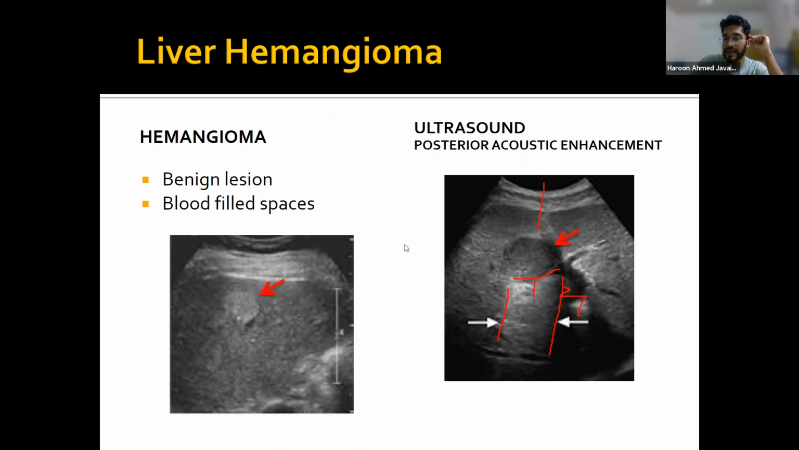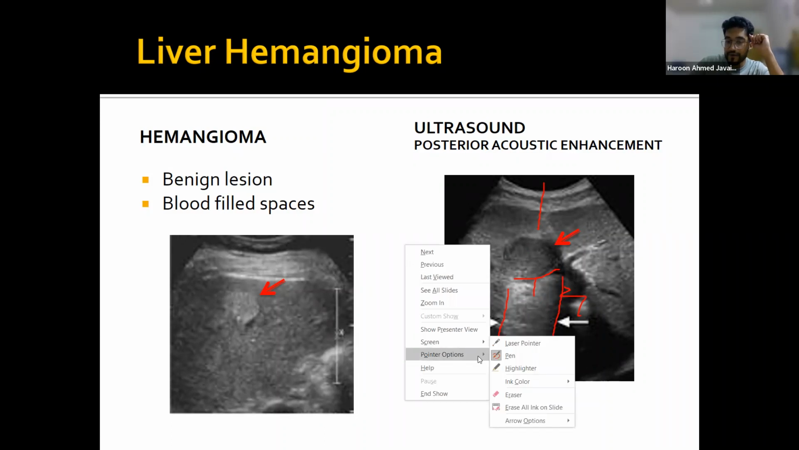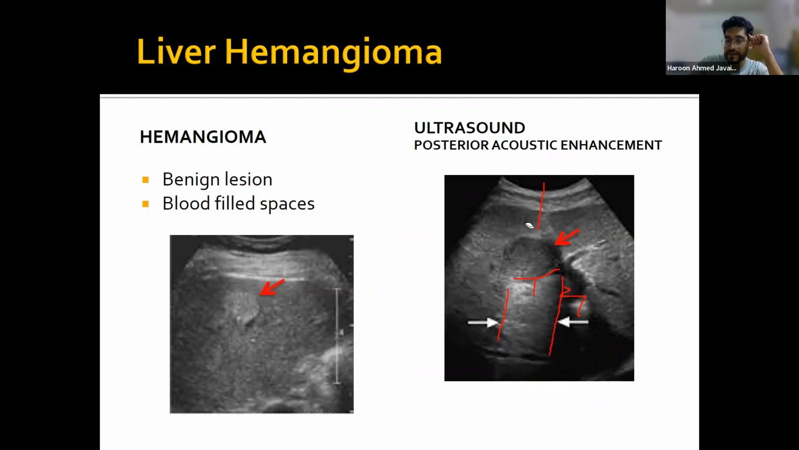So what can I see in the ultrasound? What am I looking at in the ultrasound? I see some sort of discoloration over here. And then I see that the image behind it, posterior to it, is enhanced. There's posterior acoustic enhancement. That tells me that this structure over here was less dense.